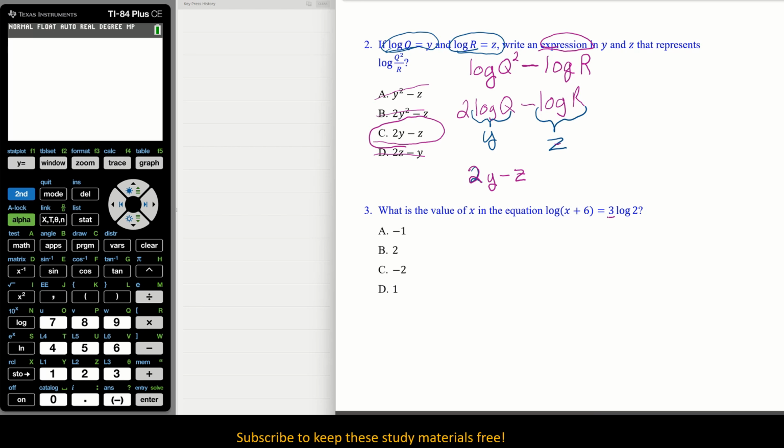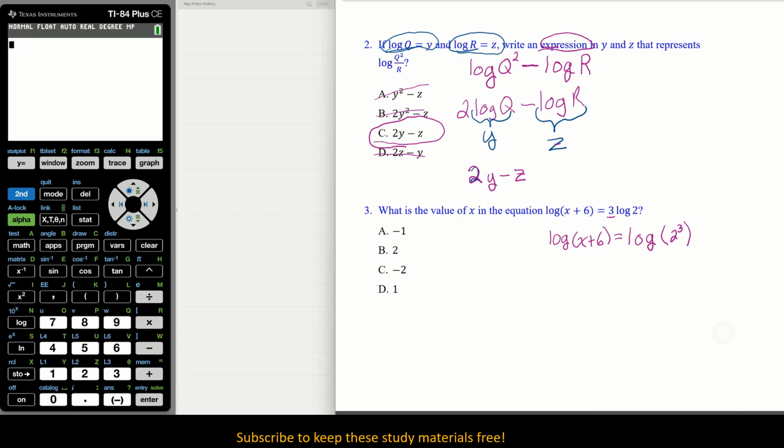So let's say log x plus 6 equals, now put this back, log of 2 to the third, because those are equivalent. So now in this form, we can drop the log.